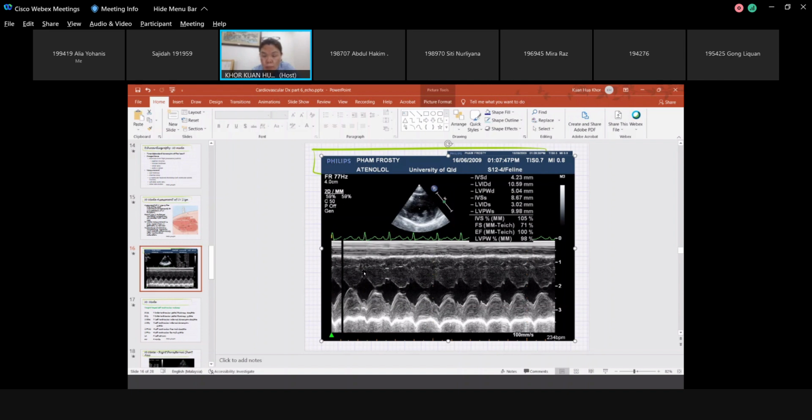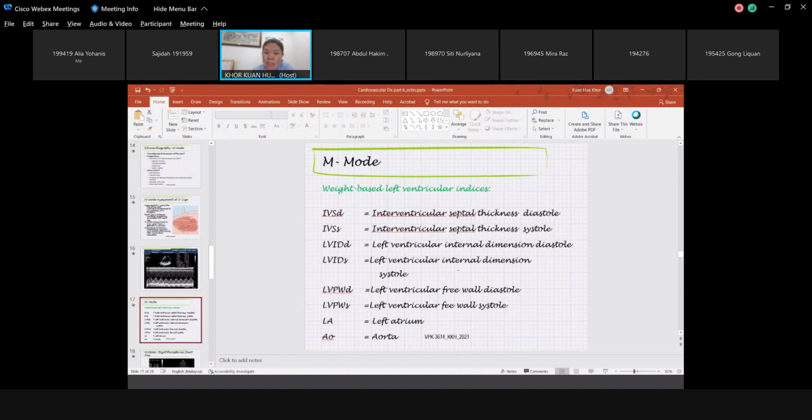This is diastole, systole. Relax, contract. Systole, diastole. So diastole is relaxation, and systole is contraction. Okay? Faham? So that's how you get this one.